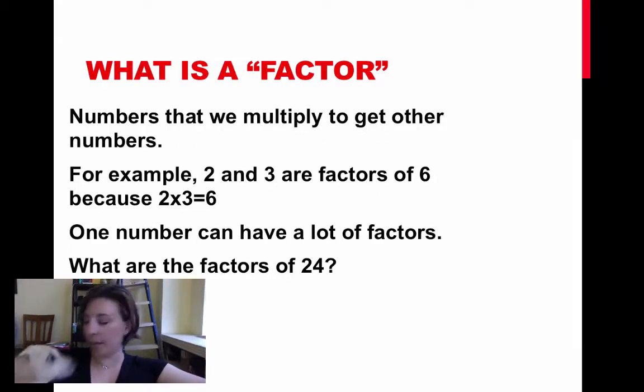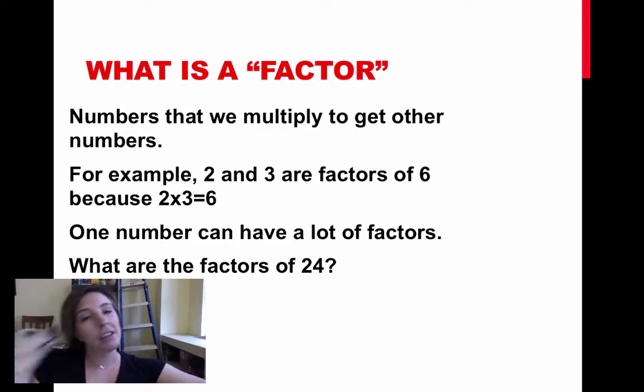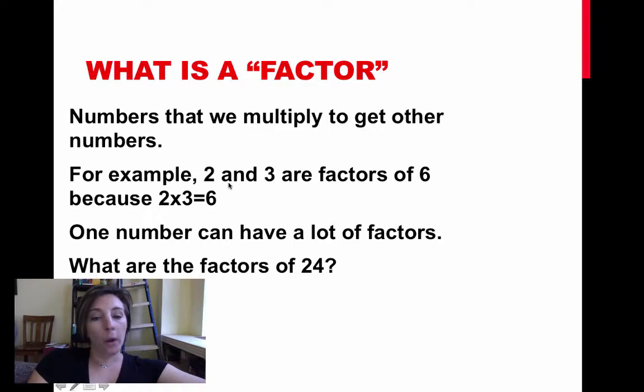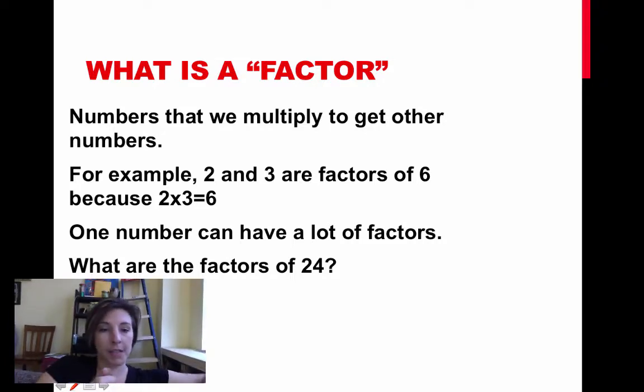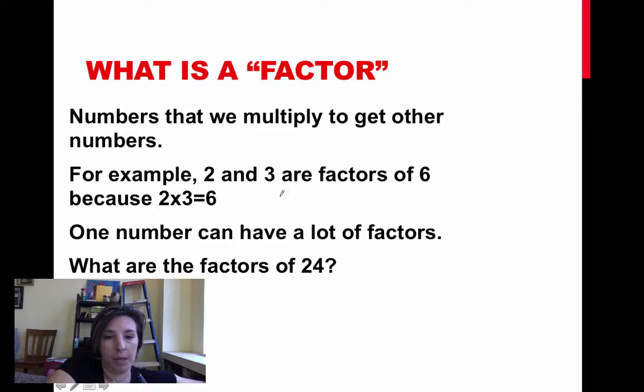All right, so first of all, what is a factor? Factors are numbers that we multiply to get other numbers. So for example, 2 and 3 are factors of 6 because 2 times 3 is 6. One number can have a lot of factors. So let's go back to 6 for a minute. What are some other factors of 6? Well, you can do 2 times 3 to get 6, but you can also do 6 times 1 to get 6. So for 6, our factors would be 1, 2, 3, and 6.